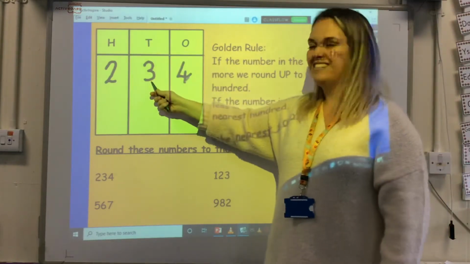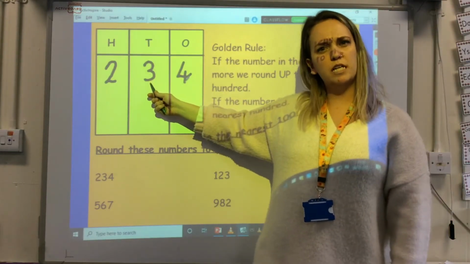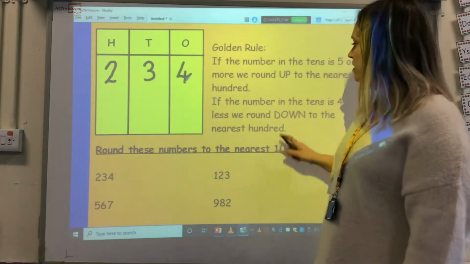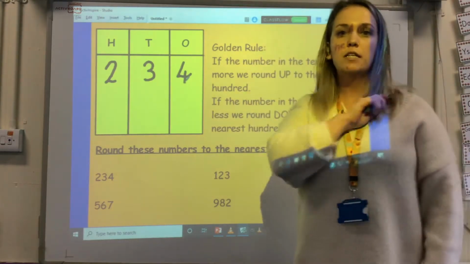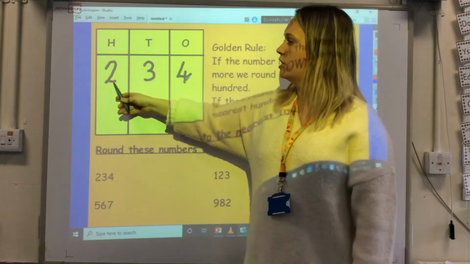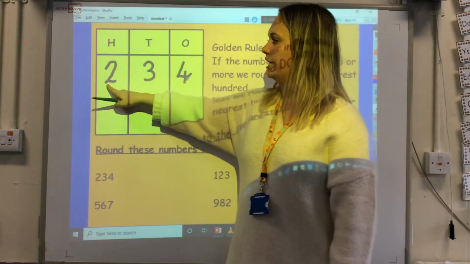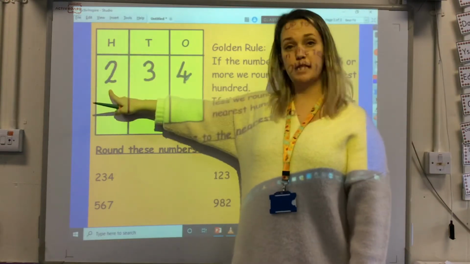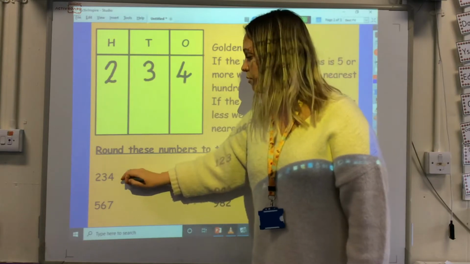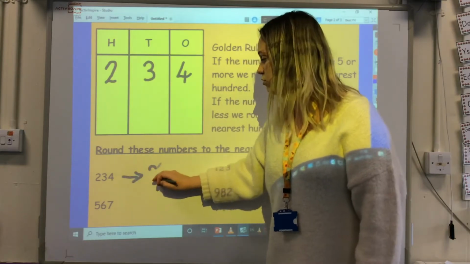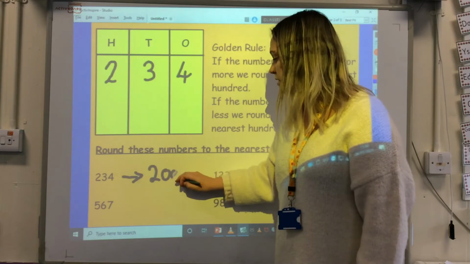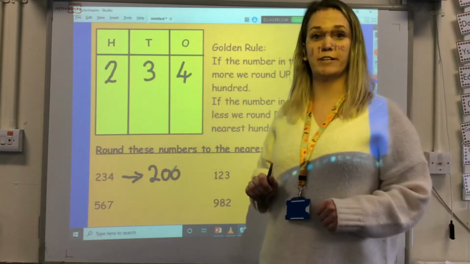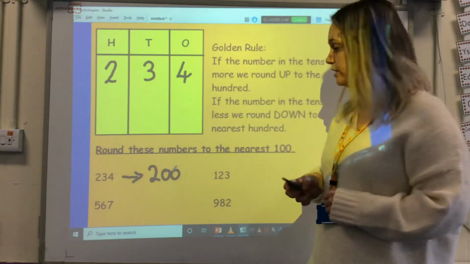The number in the tens is 3. So what do you think we would need to do? That's right. We'd need to round down to the nearest 100. So if we were to go down to the nearest 100, that 100 number stays the same. So that would give us 200, because we've gone down to the nearest 100. Let's try another few together.